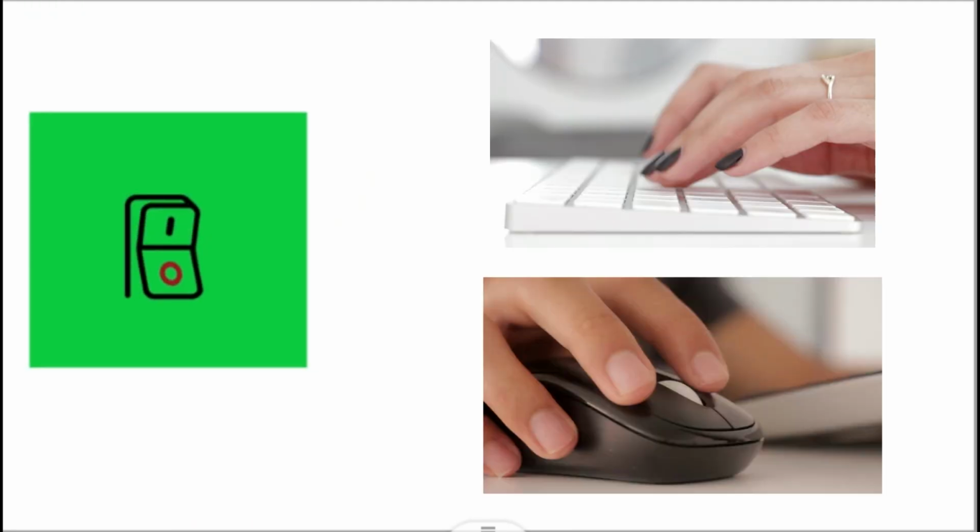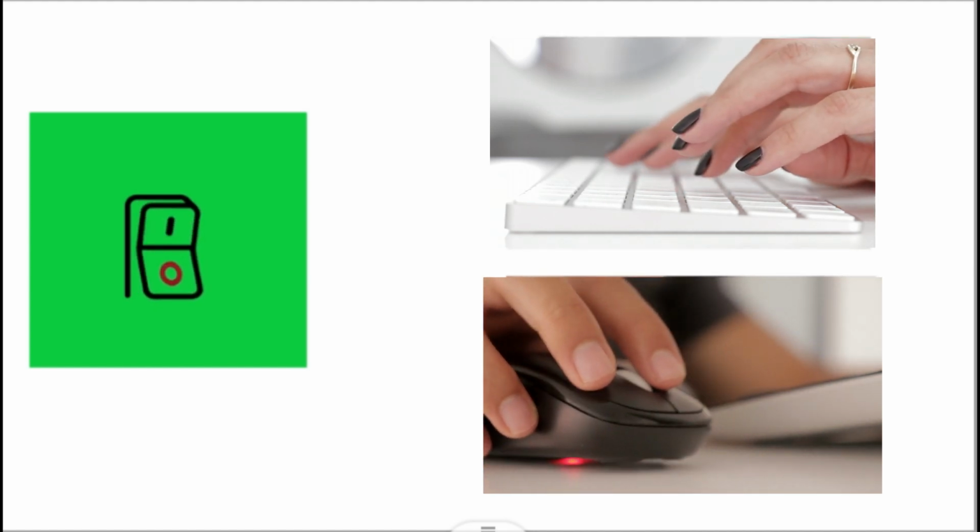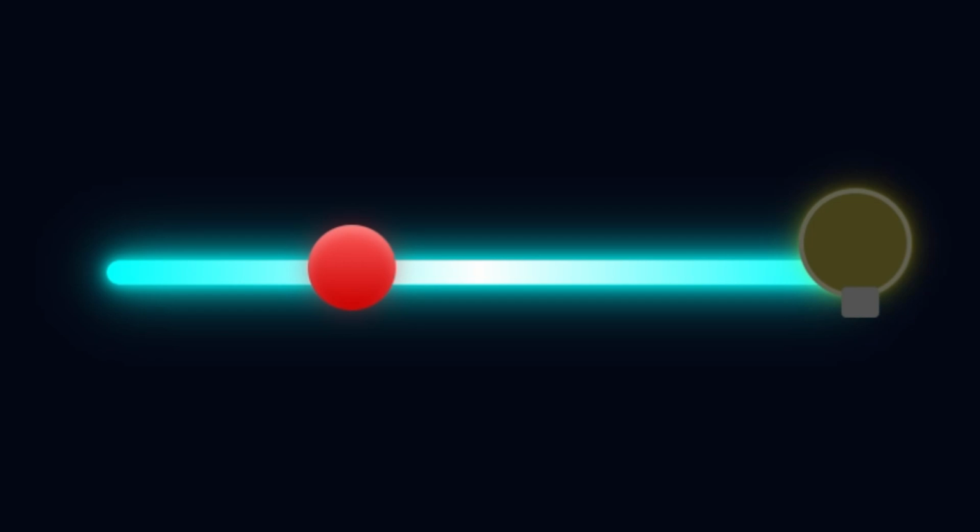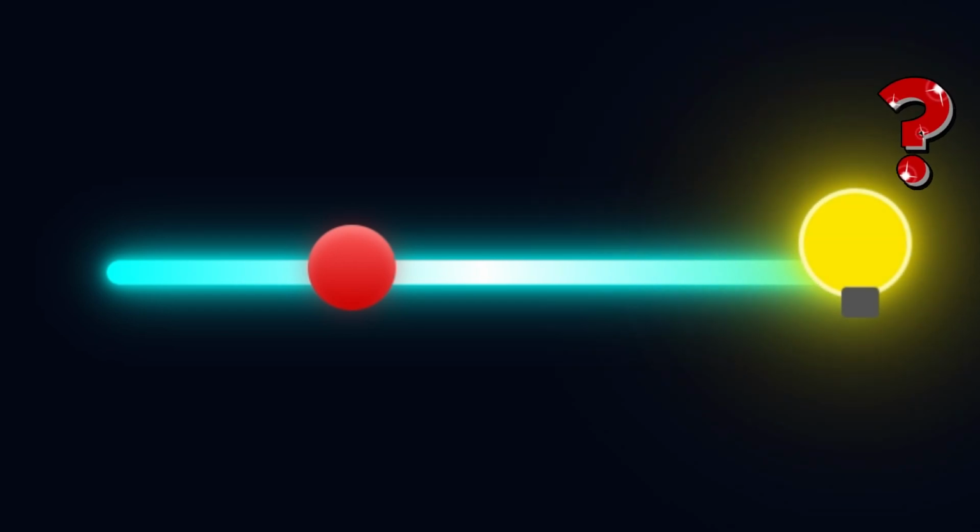Have you ever wondered what actually happens when you press a switch? Every day we flip light switches, press keyboard keys, click a mouse, and turn devices on and off. But what is a switch really doing? How does pressing a tiny button suddenly make electricity flow? And why does a light turn on the moment we flip a switch?